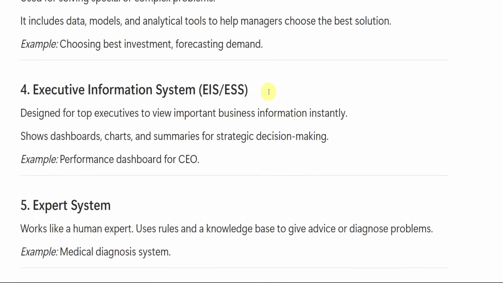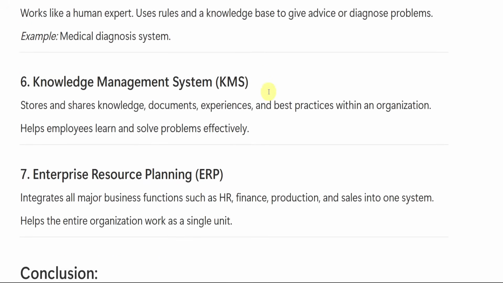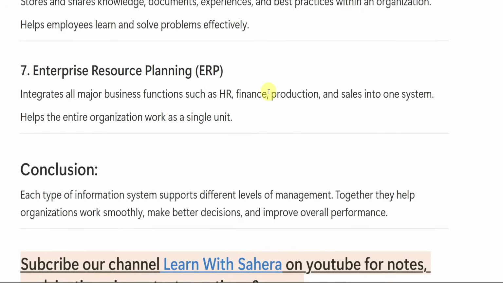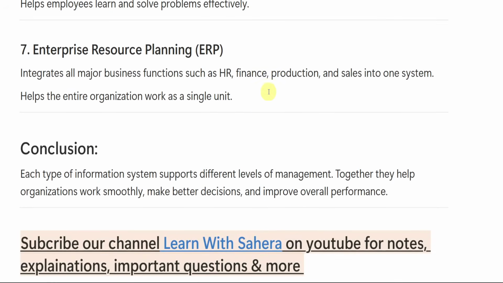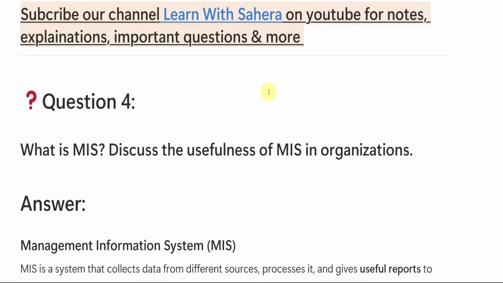ESS or EIS is a summary for top executives. Expert system works like a human expert. KMS shares knowledge. ERP connects all departments. So this was the explanation of types of information systems, we can say.